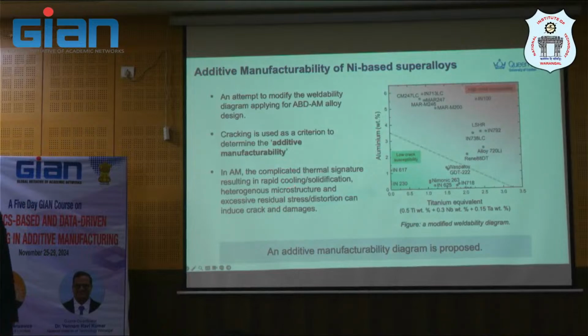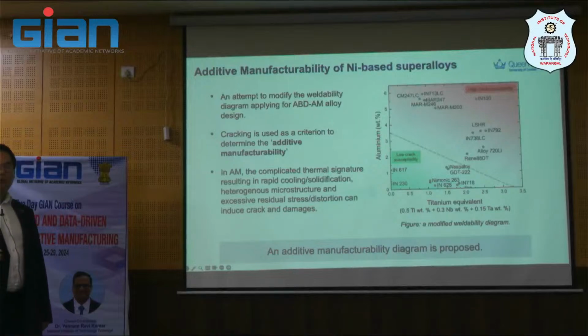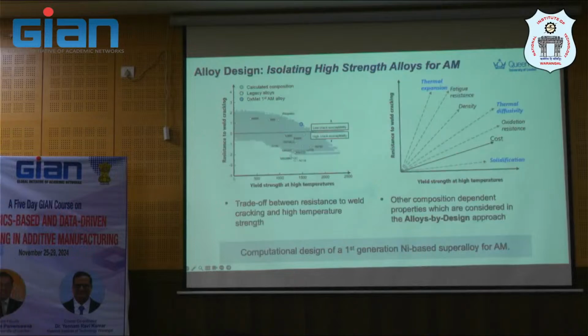actually we cannot incorporate at that time thermal signature into the process, but we use these indices that I showed you yesterday to take to account, okay, this may be the crack will define the manufacturability of the process, and this diagram has been proposed. So you can find it in the paper as well if you want. And then that means we can isolate high strength alloy for AM.